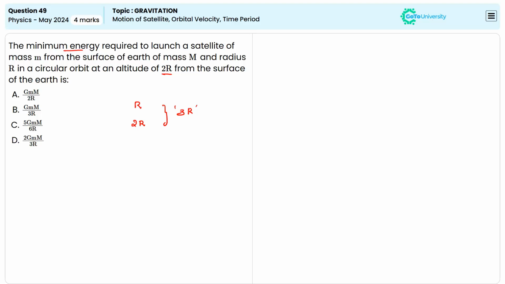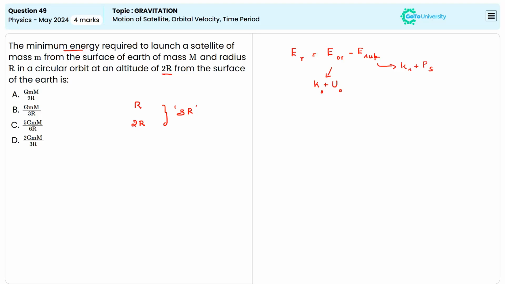So here we are going to calculate the minimum energy required, which will be calculated by the formula E orbit minus E surface. Or else we can say the energy required to launch the satellite is the difference between the energy in the orbit and the energy at the surface. The energy in the orbit will be equal to the sum of kinetic and potential energy in the orbit. Similarly, the energy at the surface will be equal to kinetic energy at the surface plus potential energy at the surface.